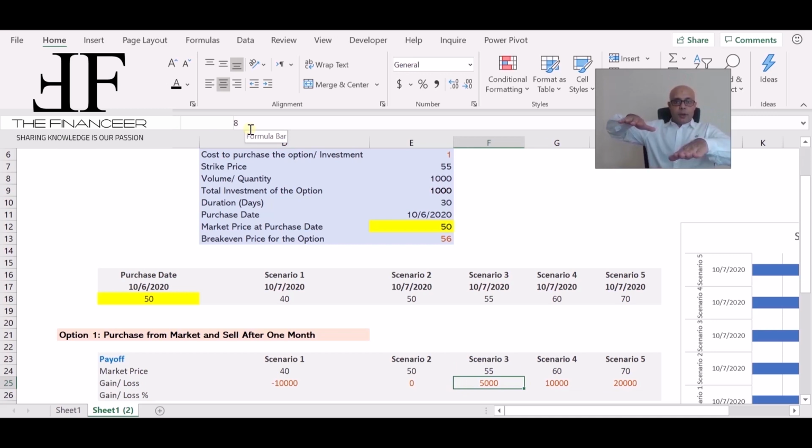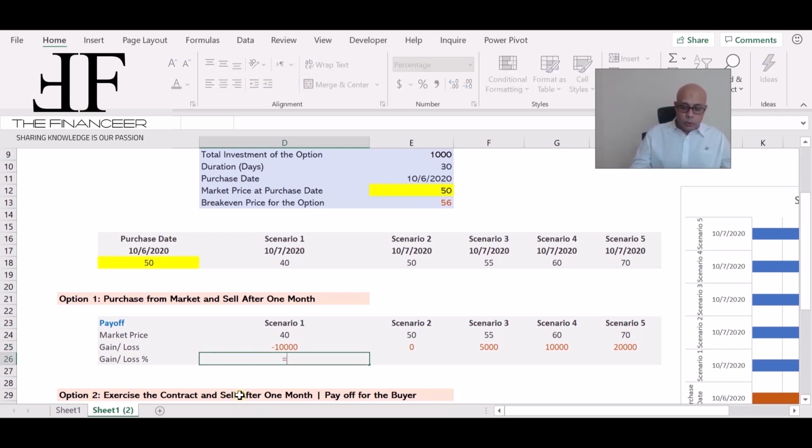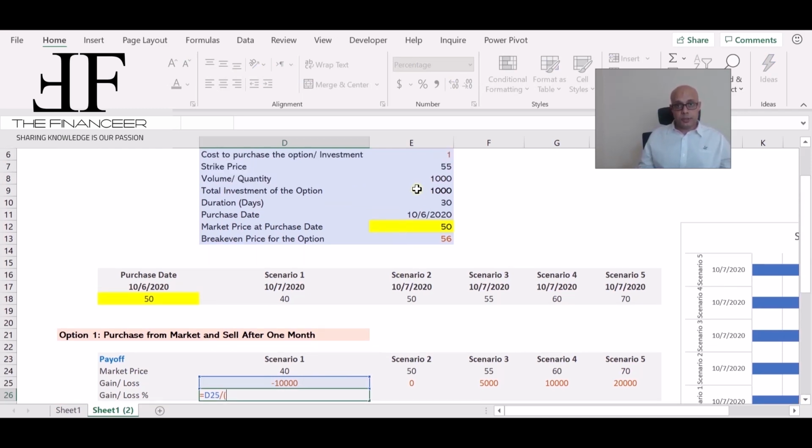So this is the purchase price at 50. As long as the market price increases, you start to achieve the gain, which is the difference between the market price and the purchase price. So let's now calculate the gain and loss percentage. If your loss in the first scenario is 10,000, how much is this loss as a percentage of your investment? So simply you are going to divide this by the investment that you paid in order to purchase this stock.